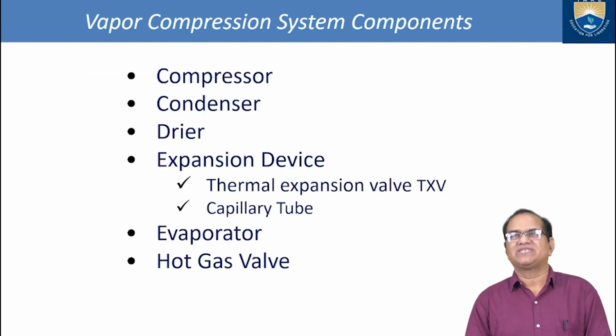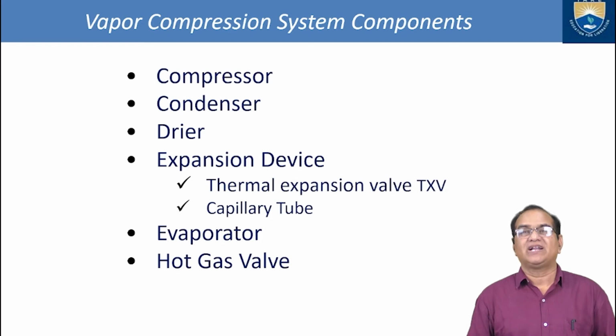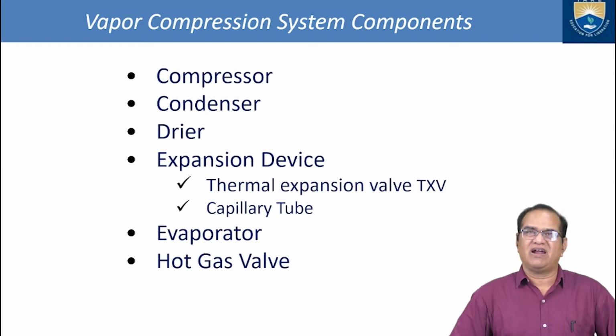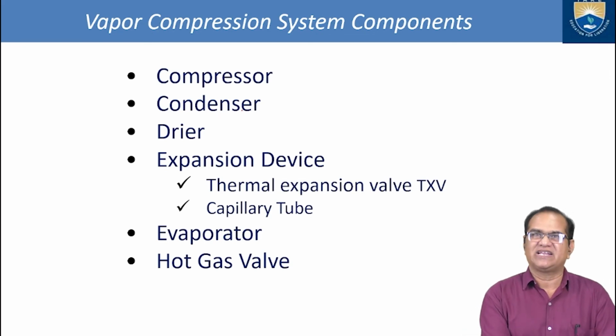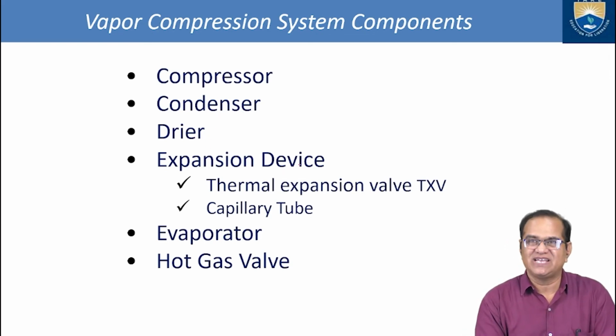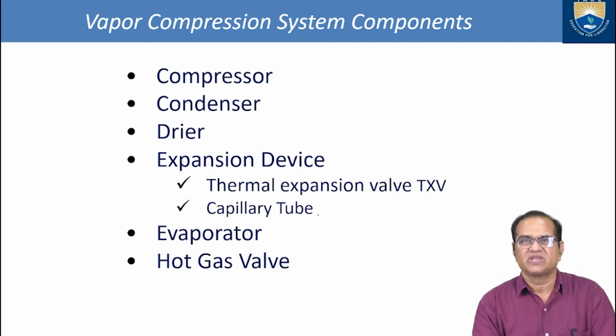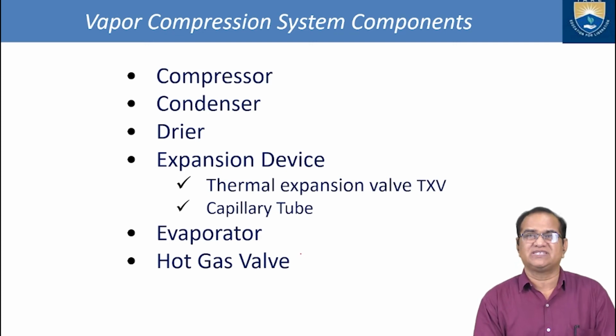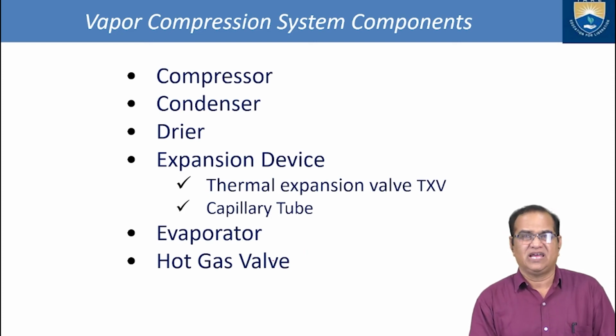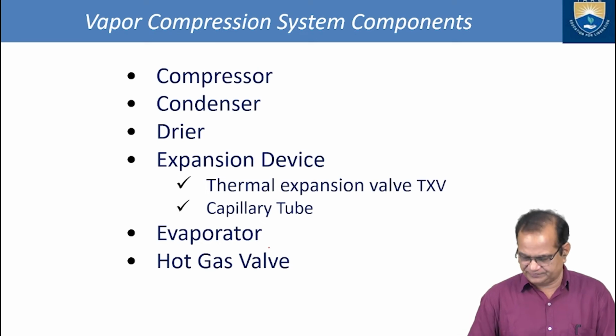So here are the vapor compression system components, the components which are used for the vapor compression cycle. However, in aircraft we use air cycles only. So we need a compressor, a condenser, a dryer, and expansion devices. Of the expansion valve we have two types: the thermal expansion valve, that is called TXV, and the capillary tube. Then we have the evaporator and the hot gas valve.